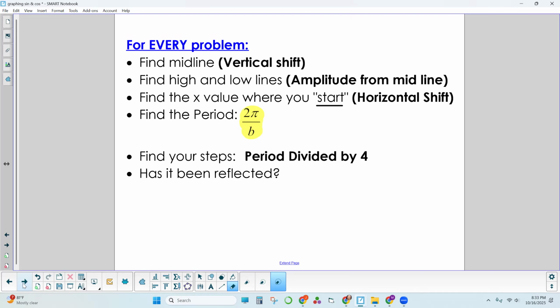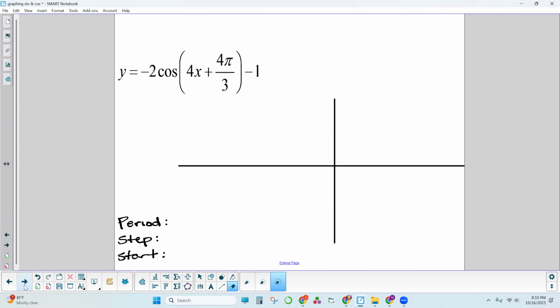After that, we're going to find our steps, and that is always to take your period, wherever that might be, and divide it by 4. And then lastly, you want to make sure: has this function been reflected? If it's been reflected, then you need to reflect the graph. All right, let's look at an example.